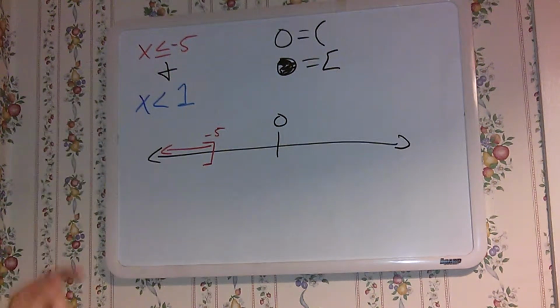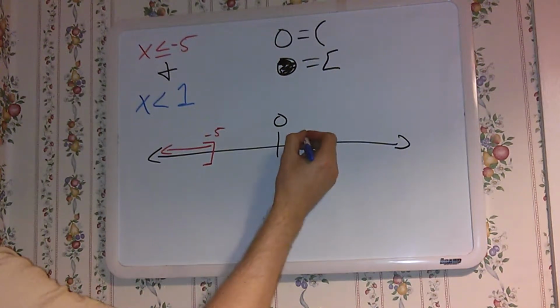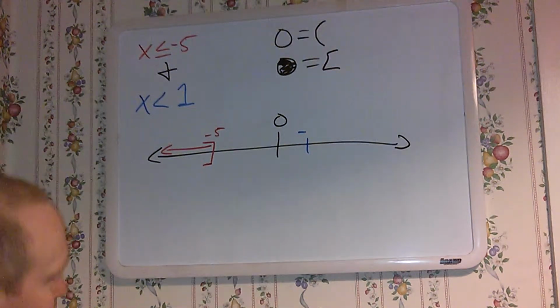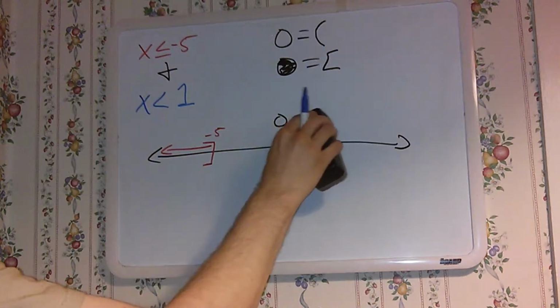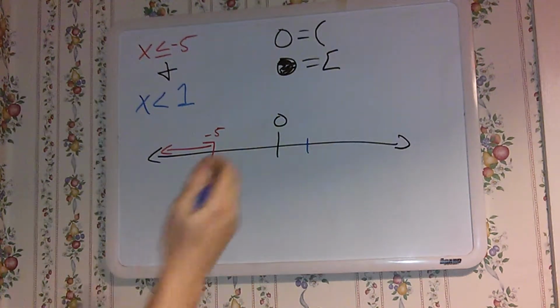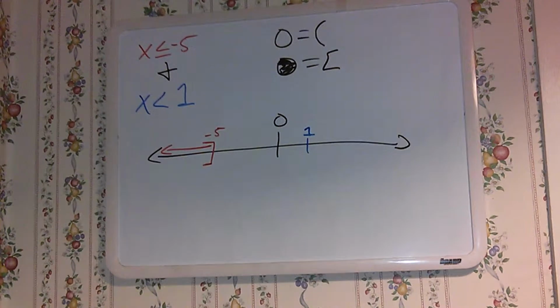So we also know x is less than 1. So we're going to throw in, sorry, that's not negative. I know it's on the right side of the 0. I can hear y'all screaming. We're going to randomly throw 1 in right here.